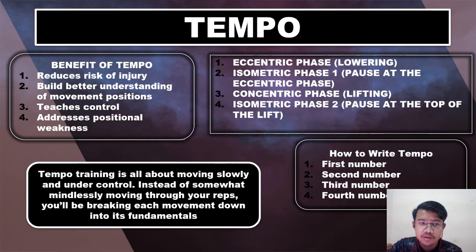The next number is isometric pace 1, or the pause at the eccentric pace. It is the length of the pause when you reach the bottom position, and it tells you how many seconds you should hold at this bottom stand. In our example, we should hold it for another 2 counts.